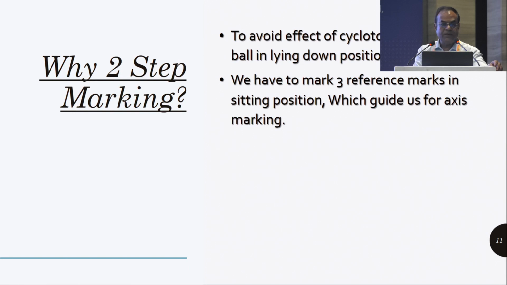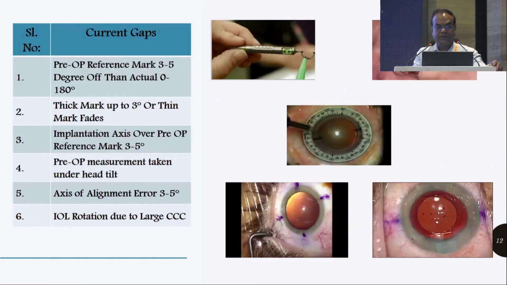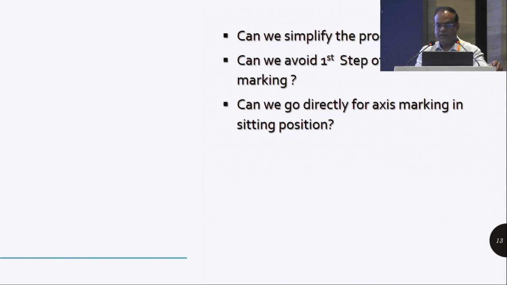So why do we need two-step marking? We need two-step marking to avoid the effect of cyclotorsion of the eyeball in lying down position. So we have to mark 3 reference marks in sitting position outside the OR, and then 3 marks in lying down position, 1 for incision location and 2 for IOL placement. So these are the instruments which need two-step marking.